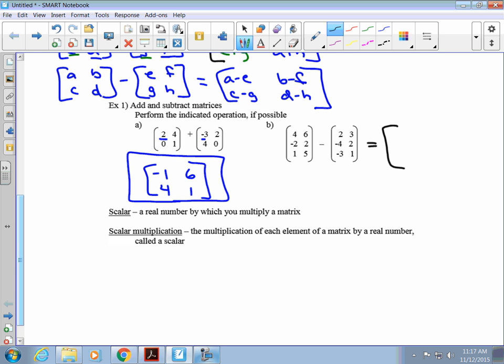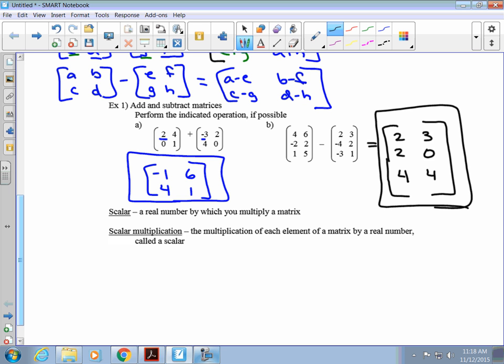We have 4 minus 2, which is 2. 6 minus 3, which is 3. Negative 2 minus negative 4, which is going to give us a 2. 2 minus 2, which is 0. 1 minus negative 3, which is 4. And 5 minus 1, which is 4. So again, then our answer will also be a 3 by 2 matrix.